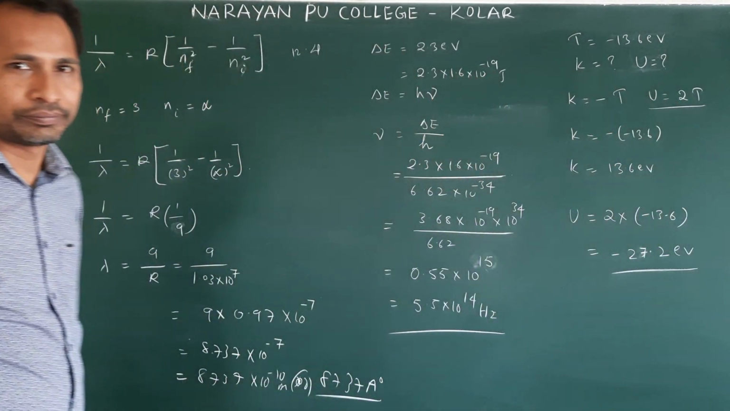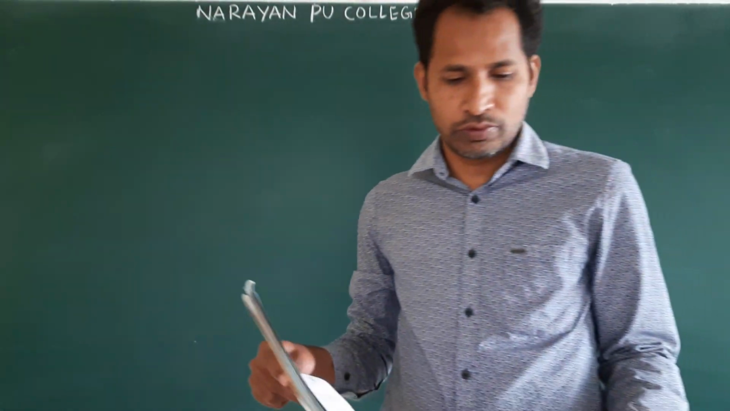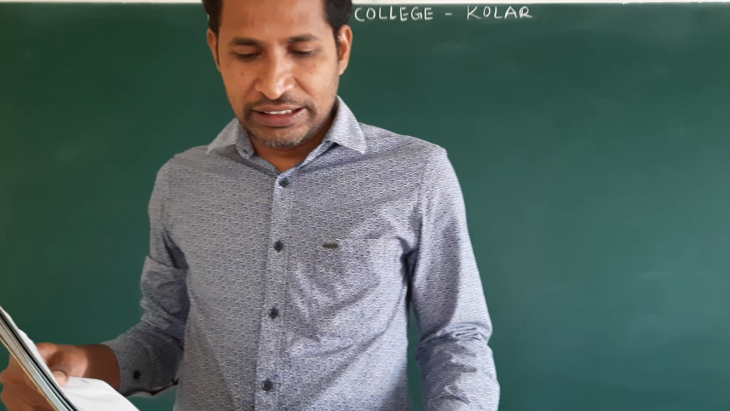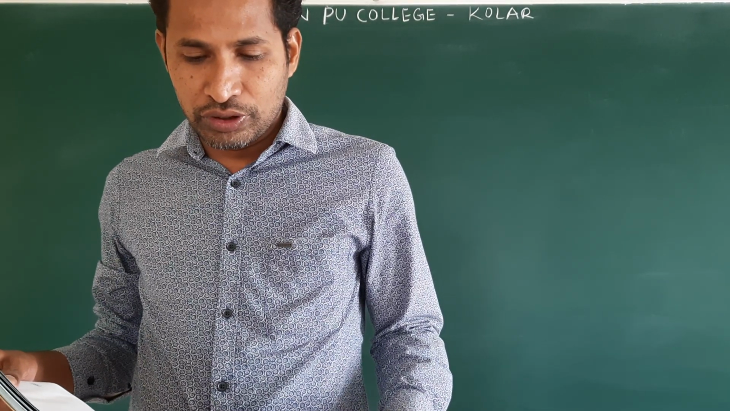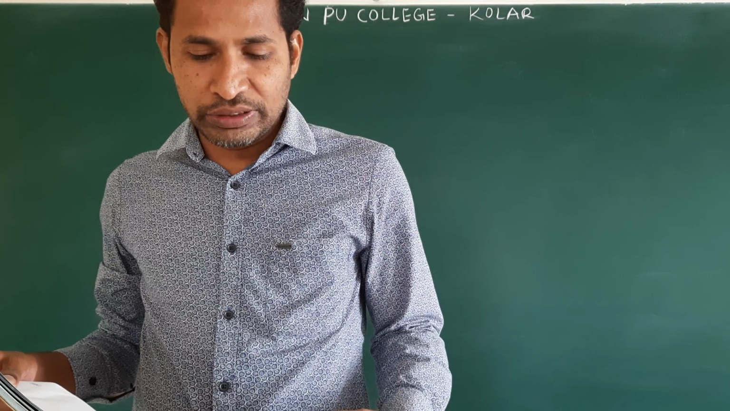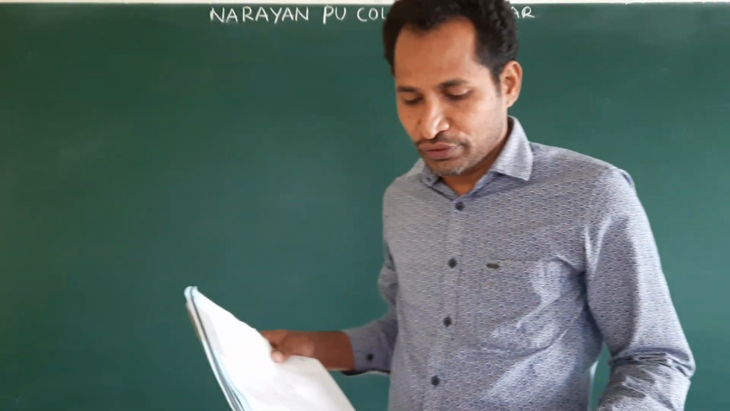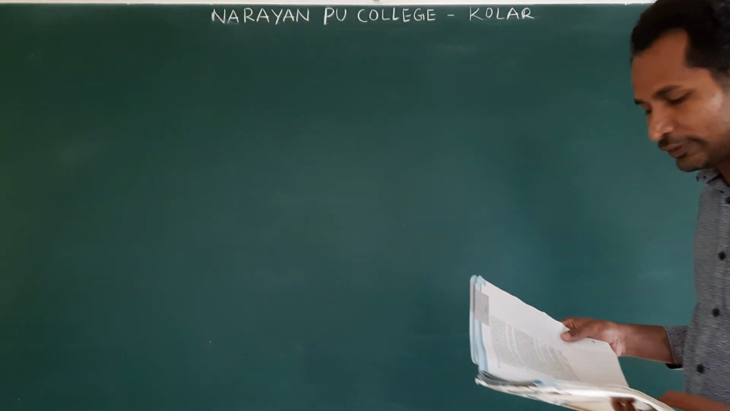Okay. Next, sixth question. A hydrogen atom initially in the ground level absorbs a photon and is excited to the n is equal to 4 level. Determine the wavelength and frequency of the photon.